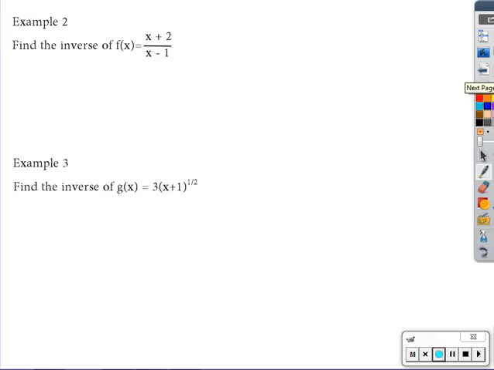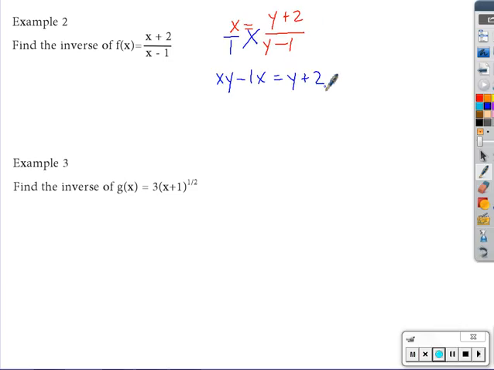Here's another example of finding an inverse. Again, the switch and solve method. Now this is one that we saw in Unit 0, we didn't talk too much about. All right, but sometimes when we switch x and y, we end up with two y's. To eliminate the fraction, I'm going to turn the x into a fraction and we're going to cross multiply. So I'll get xy minus 1x, and that's going to equal 1 times y plus 2, which is just y plus 2.